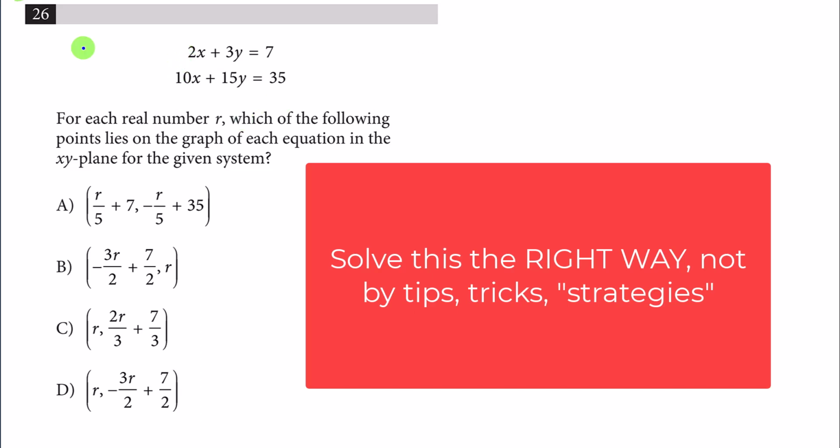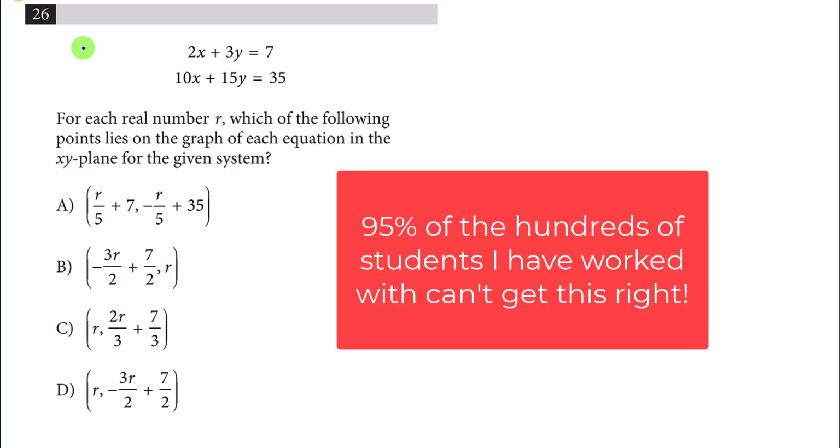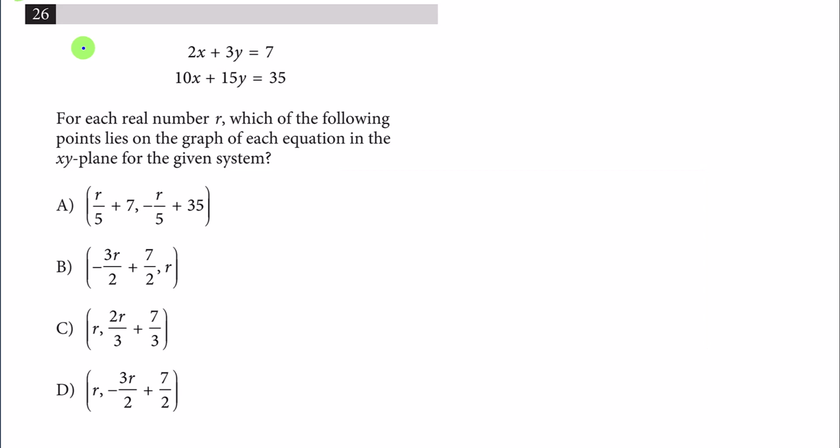And if you are able to get the answer without plugging in answer choices and doing this the right way, you've done better than 95% of the kids out there. So go ahead and pause the video and try to work this out.